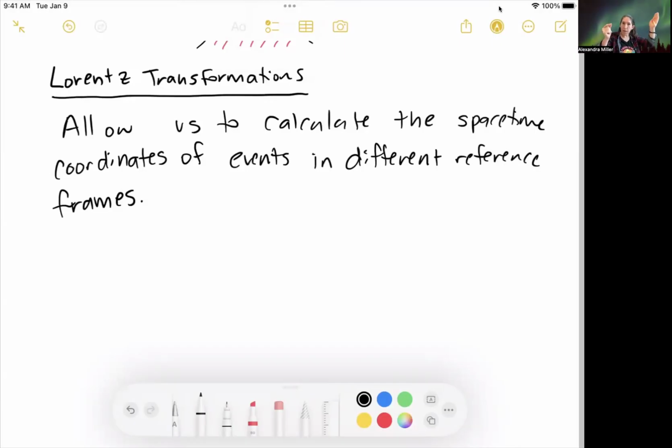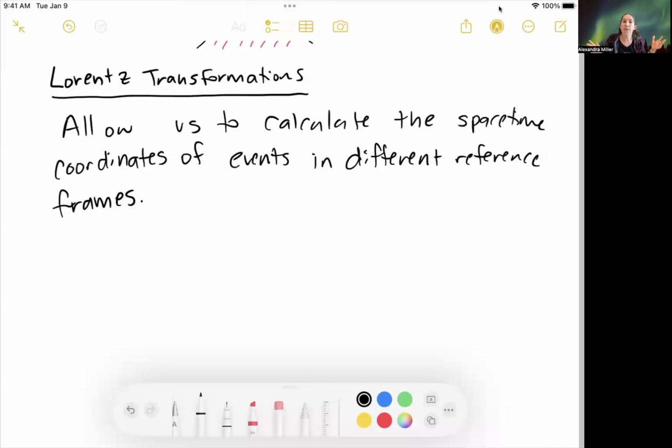And then you're driving by in your car and you want to know where and when did I snap my fingers in the reference frame of your car. The Lorentz transformation allows us to calculate that. And then you could observe it and ask, does that match? And it would.